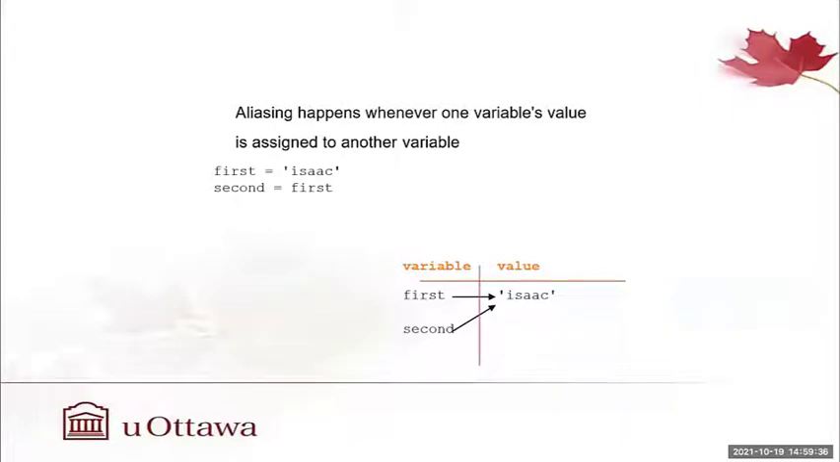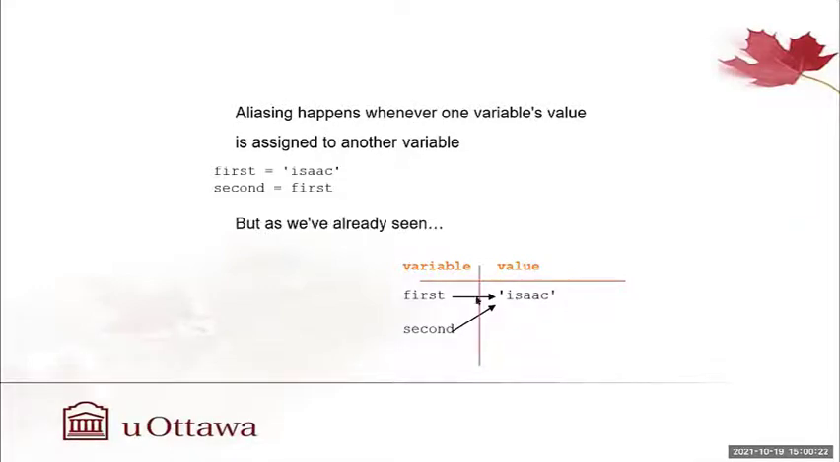Okay, so the first concept when it comes to memory optimization is called aliasing. Aliasing means that we are assigning the value of one variable to another. Suppose I have a string, Isaac, stored in a variable called first. Then I made this aliasing, where I made second equal to first. What does that mean? Remember that in Python the value determines the object type, not the inverse. So both of them are going to point to the same value in memory.